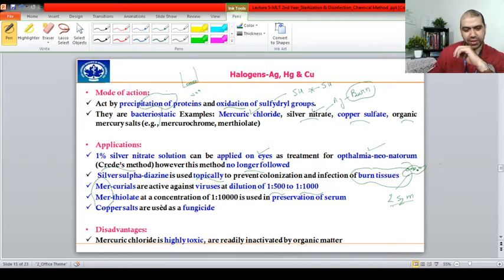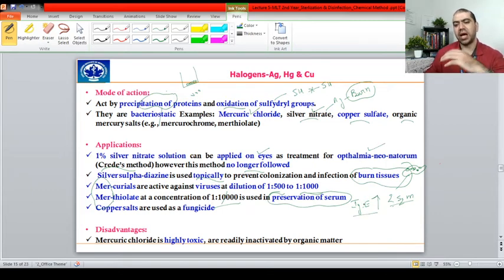Another is merthiolate. It is effective at a dilution of 1:10,000. So you can use it in very small quantity, and you can use it for preservation of the serum. Whenever you have to check a patient's serum, for example if a patient has an allergy, you can keep the serum and then check for its IgE, because immunoglobulin E is responsible for allergy. So you can keep the serum and see whether he has a higher range of immunoglobulin. If you want to preserve it, you can use merthiolate.